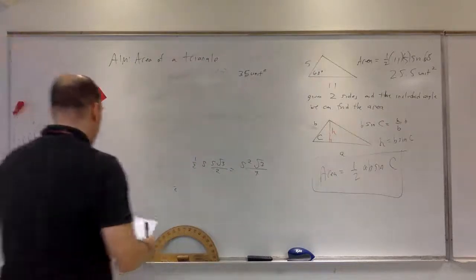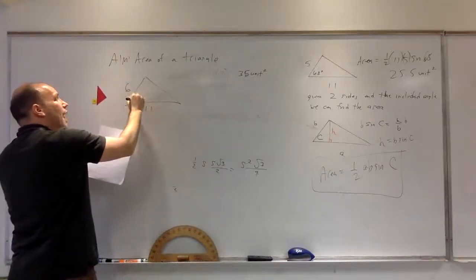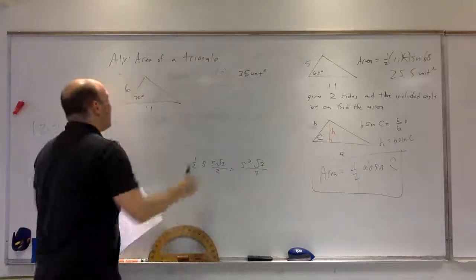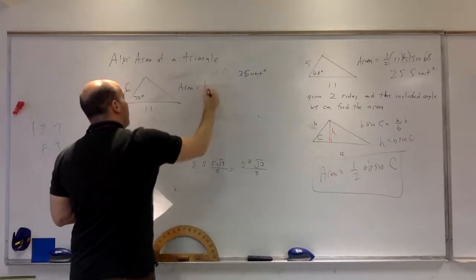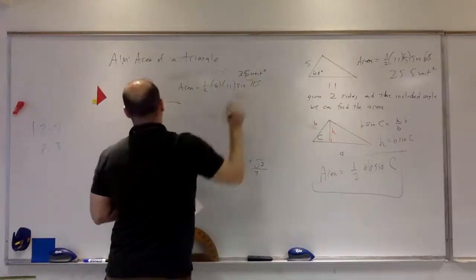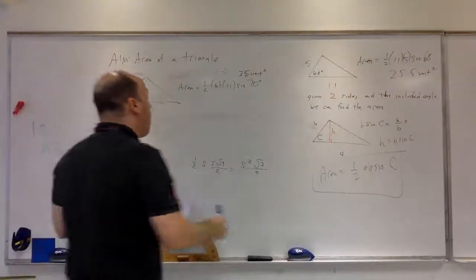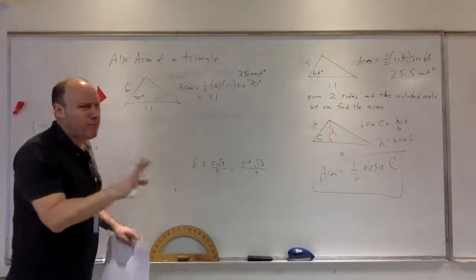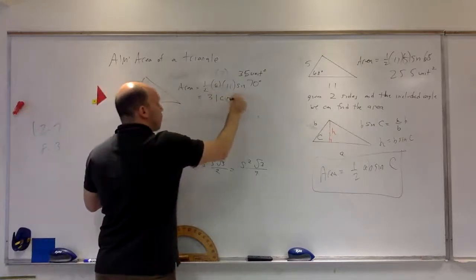Let's try another example. How about a triangle with sides 6 and 11, and the included angle is 70 degrees. Can I quickly find the area of this? Yeah. We know that the area is simply 1/2 A, B, sine C. You put it in your calculator, you should get the answer of 31. So let's call this centimeters. This is 31 centimeters squared.